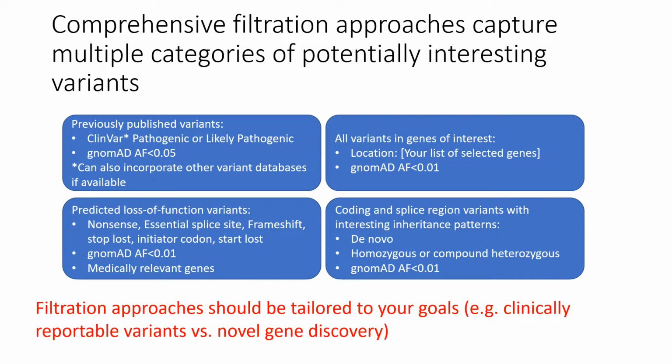Another block of variants we might bring in would be, again, a phenotype-centric approach, looking at all variants in a gene of interest. So this would be the way you'd bring in maybe a previously unpublished missense variant that you might want to review. And then in the last box here, the coding and splice region variants with interesting inheritance patterns. So this is where you might look at all the de novo variation or all the homozygous and compound heterozygous variation.